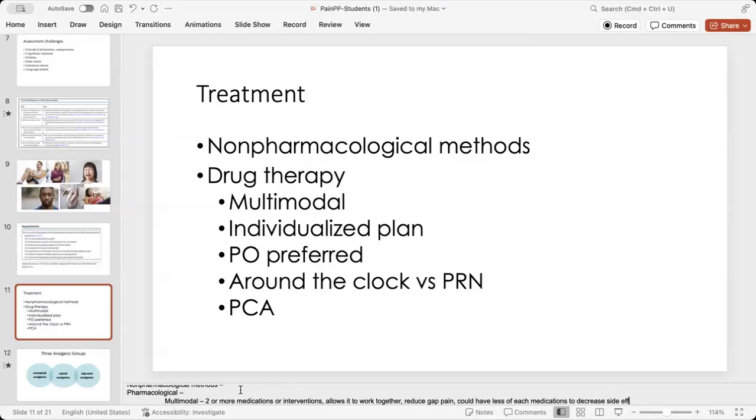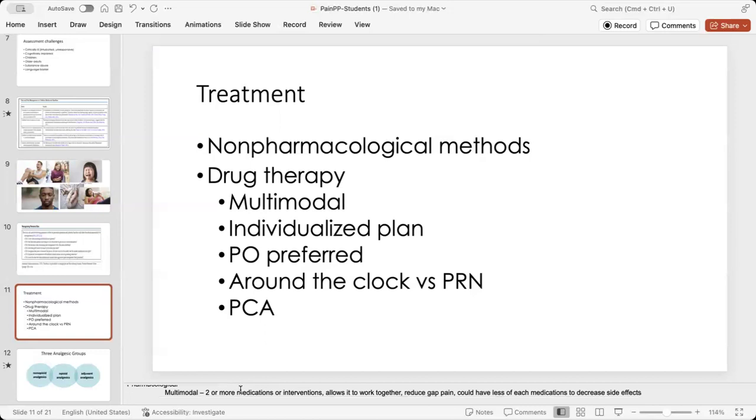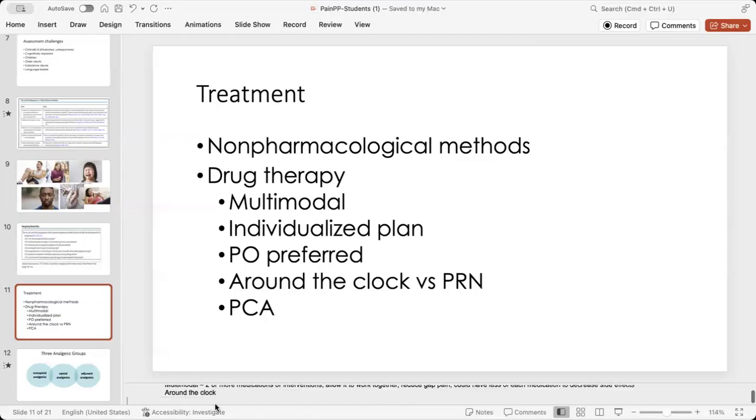Make sure that pain is individualized, right? We all have pain that's different. What works for me is not gonna work for you, right? So we always want to individualize our care. PO is the best method, the preferred method. It's easiest, least expensive. And if a patient has pain, they're most likely gonna go home on a PO medication.